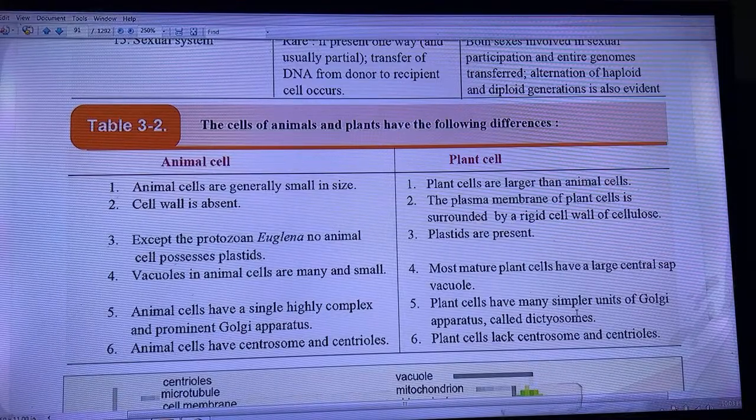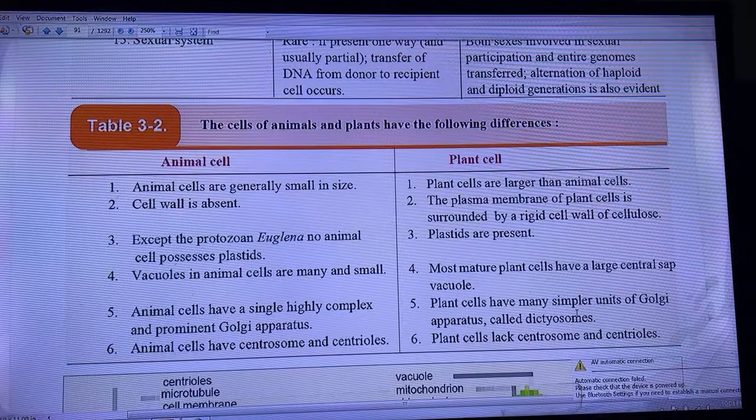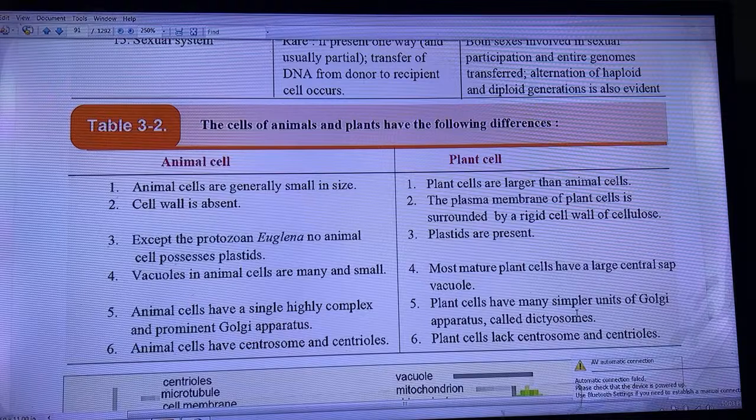Except the protozoan Euglena, no animal cell possesses plastids. Plastids are present in plant cells. Vacuoles in animal cells are many and small. In plant cells, most mature plant cells have a large central vacuole.